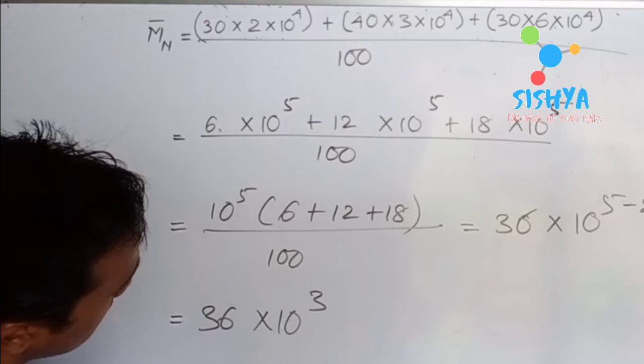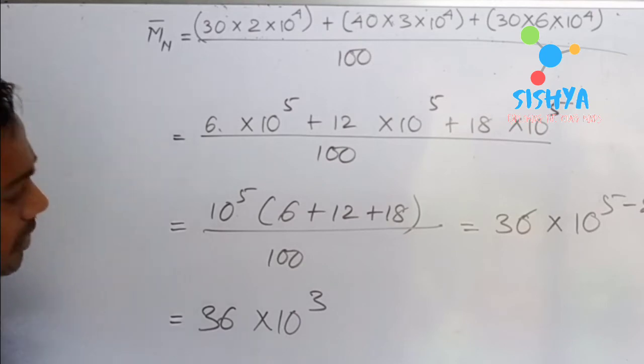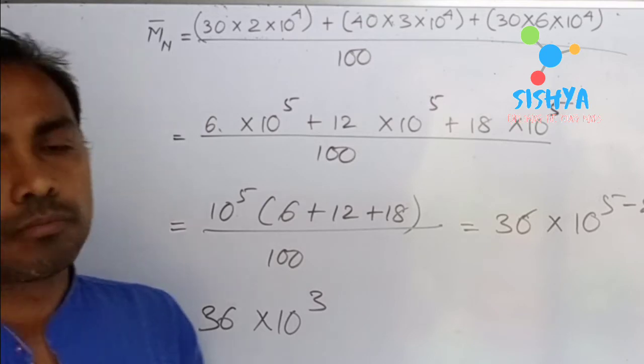That means 36,000 will be its respective number average molar mass.